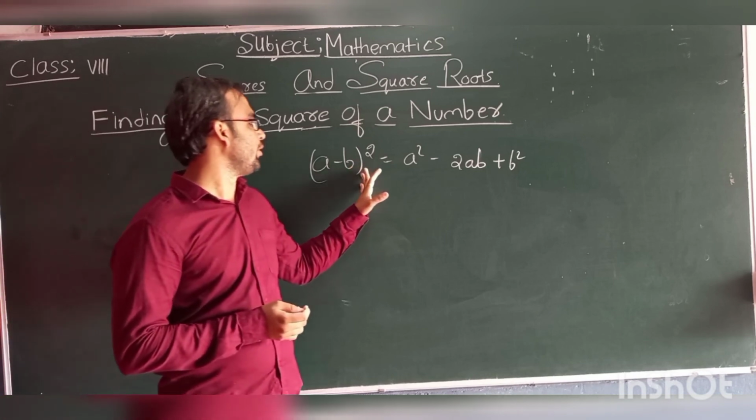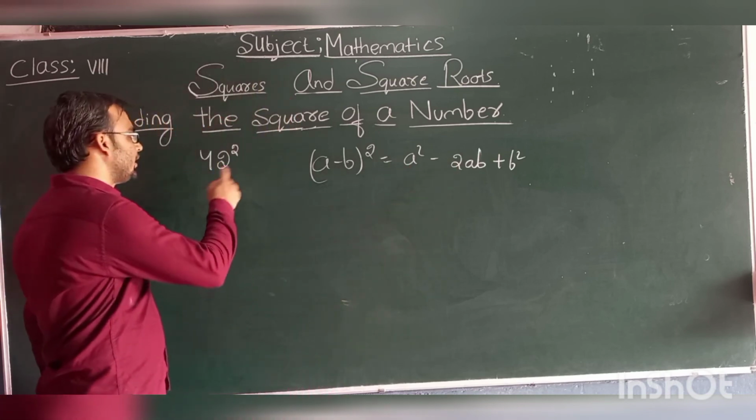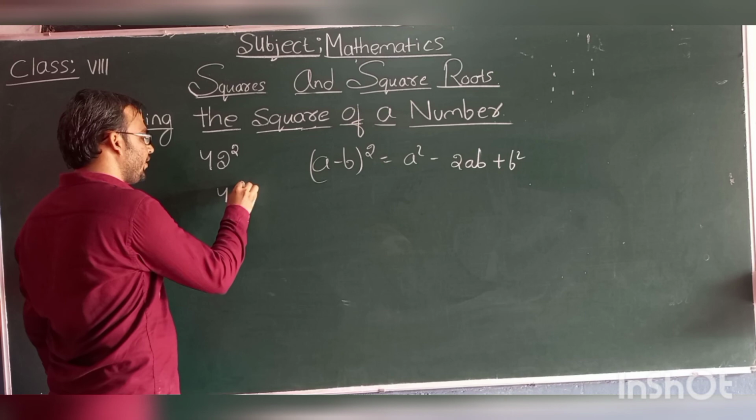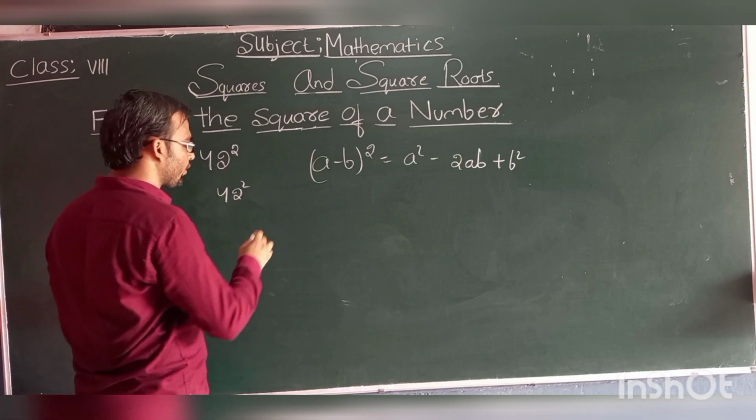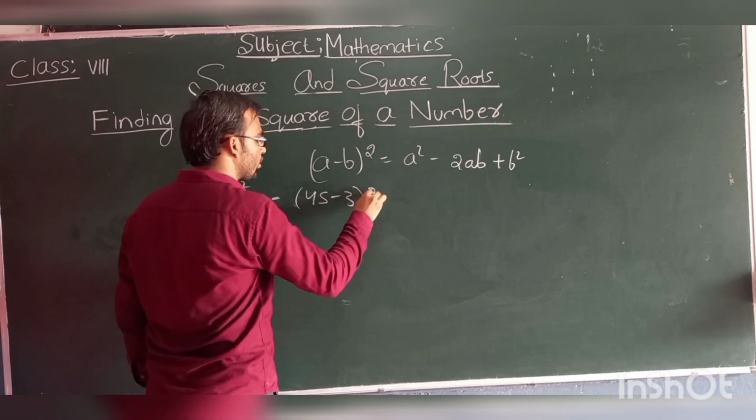Students, now we find the square of 42 using the identity, that is a minus b whole square. As I told you, a minus b whole square is a square minus 2ab plus b square. This 42 square we have to write in the form of a minus b whole square. So look here, 45 minus 3 whole square.